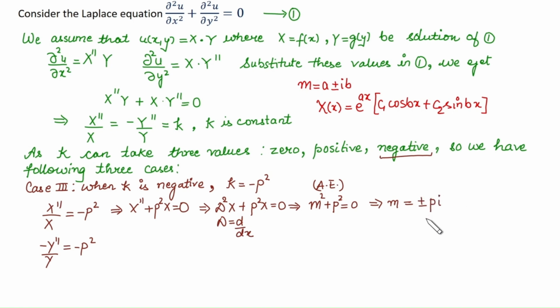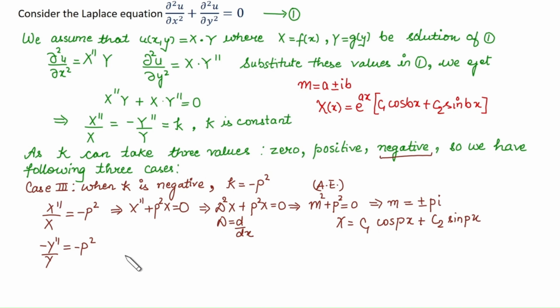As we again get a complex root, we can write the solution with the help of this, and as we are dealing with the variable x, the answer must be in terms of x. On comparison, the value of a is 0 and the value of b is p. So plug in a equal to 0 and b equal to p. That will give you the solution x equal to c1 cos px plus c2 sin px, because e raised to power 0 into x is always 1.